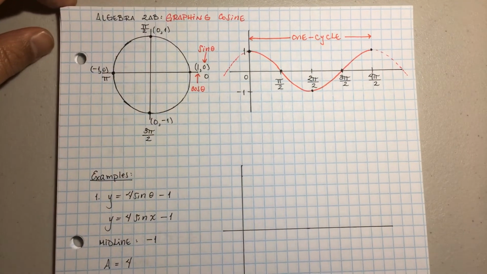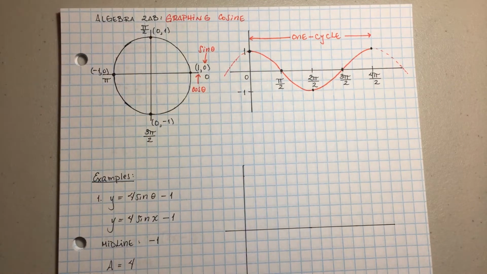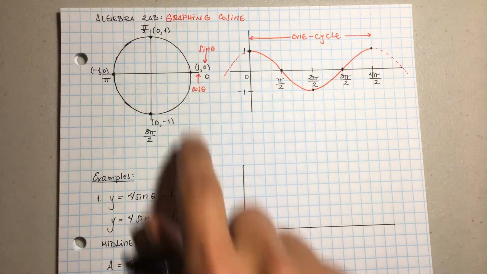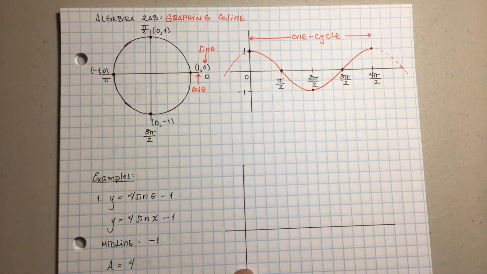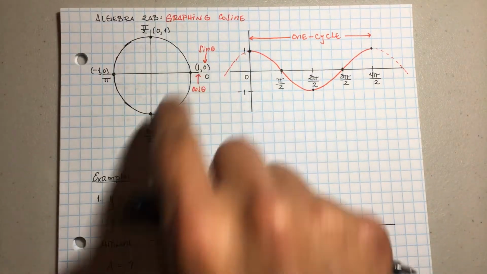Hey guys, in today's lesson we're going to go ahead and continue working on graphing, okay? Now just a little backtrack. Yesterday we talked about graphing sine, and today we're going to focus on graphing some cosine. It's much the same way. Now we get the graph of this guy from the unit circle.